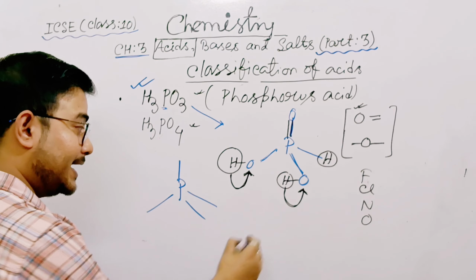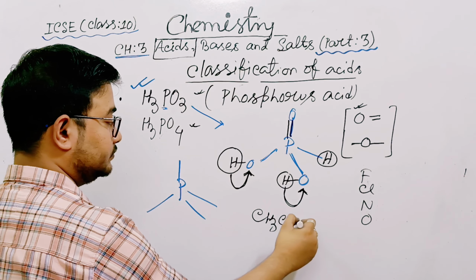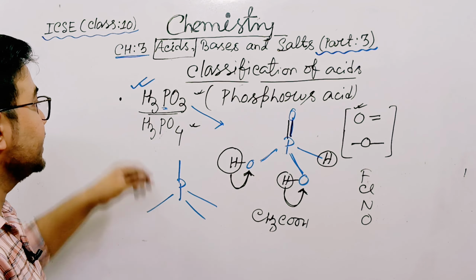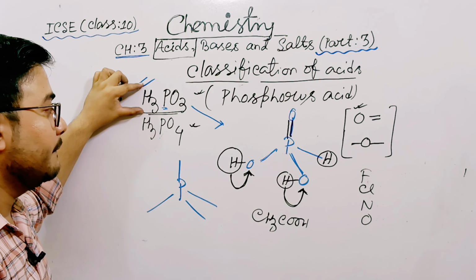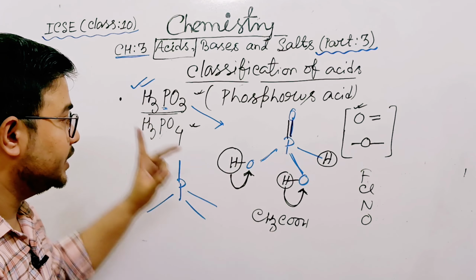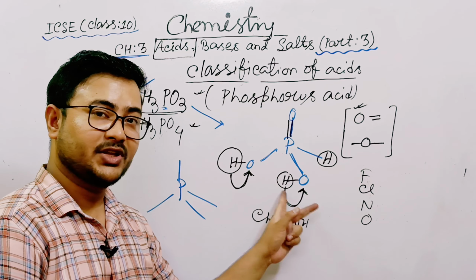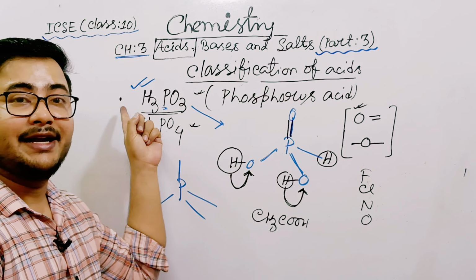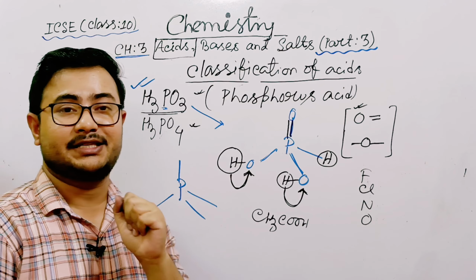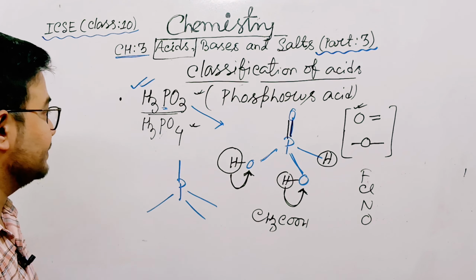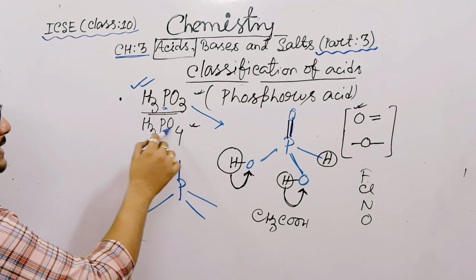That's why, like in phosphorus acid, though the number of hydrogens is 3, among these 3 hydrogen only 2 hydrogen are attached with electronegative oxygen. That is why it is an example of dibasic acid. It is not an example of tribasic acid. Do you understand? Exception. Now come to this example, H3PO4.